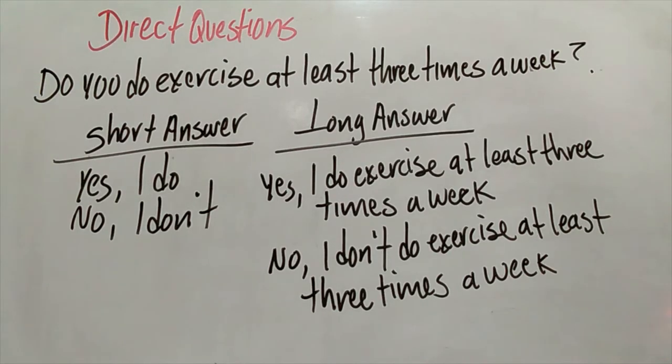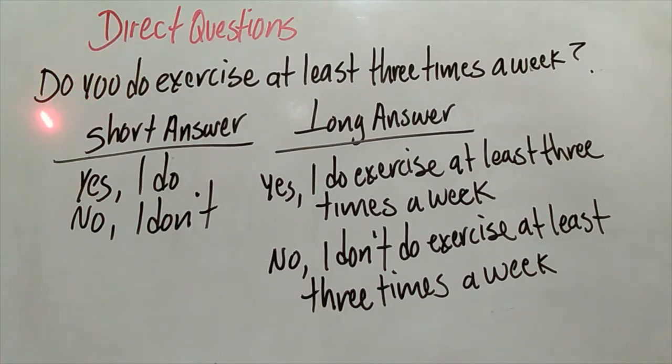Okay, for example, here we have a kind of example. It says direct questions, and we have this one. It says, do you do exercise at least 3 times a week? And obviously, we want to have the question mark at the end of the sentence, right? Not at the beginning. Do you remember that in Spanish we have 2 question marks, one at the beginning and one at the end? In English, we want to have it only at the end, not at the beginning, okay? So we want to start with this one. That is the first question. It says, do you do exercise at least 3 times a week?